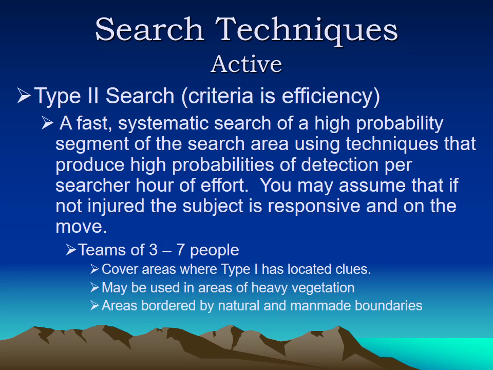The second active search is a Type 2 search. In the Type 2 search, the criteria is efficiency. In this type of search, we are looking in high probability areas using techniques that produce a high probability of detection for the effort expended. You may assume that the subject, if not seriously injured, would be responsive and/or they are on the move. Type 2 search teams are typically made up of 3 to 7 people that cover the area where the Type 1 search has located clues, or in areas of heavy vegetation or areas bordered by natural or man-made boundaries.